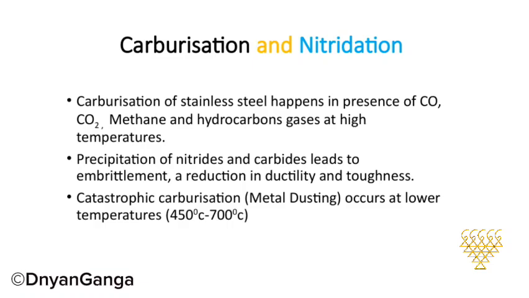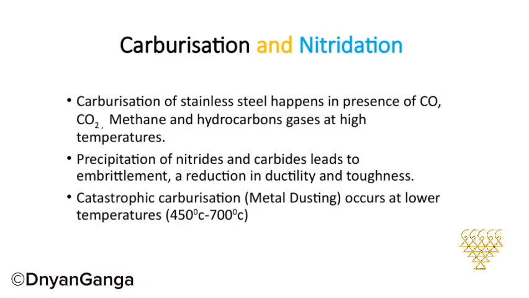It's also important to highlight that there's a more severe form called catastrophic carburization, often referred to as metal dusting. This typically happens at lower temperatures, roughly between 450 and 700 degrees Celsius. Under these conditions, the steel can rapidly degrade, resulting in the formation of a dust-like metal powder, which can be highly dangerous and damaging to equipment.